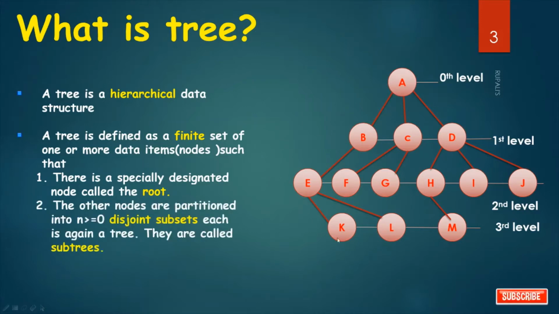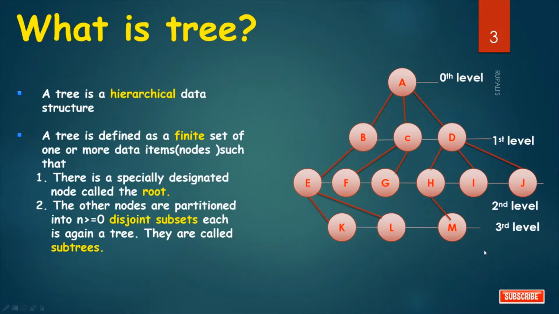The other nodes, all the remaining nodes, are partitioned into n greater than or equal to 0 disjoint subsets. What is a disjoint subset? If there are two sets, say A and B, they are called disjoint if A and B have no elements in common. Each of these subsets is again a tree. They are called subtrees. Means what?